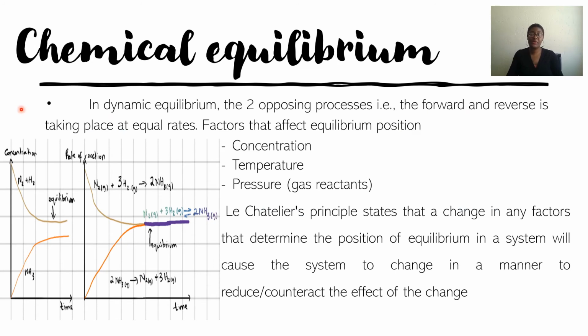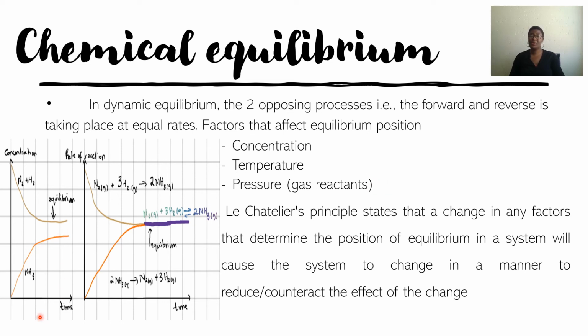The next part of this broad topic is dynamic equilibrium. In dynamic equilibrium, the two opposing processes, that is the forward and the reverse reaction, take place at equal rates. There are specific factors that can affect your equilibrium position. These are concentration, temperature, and pressure in gaseous reactants.